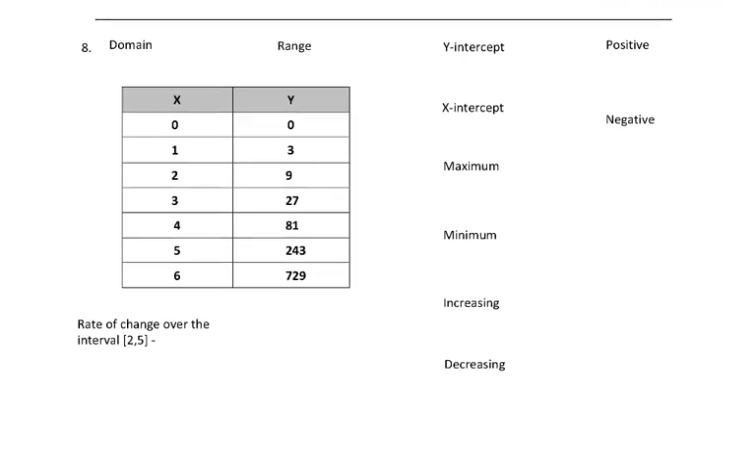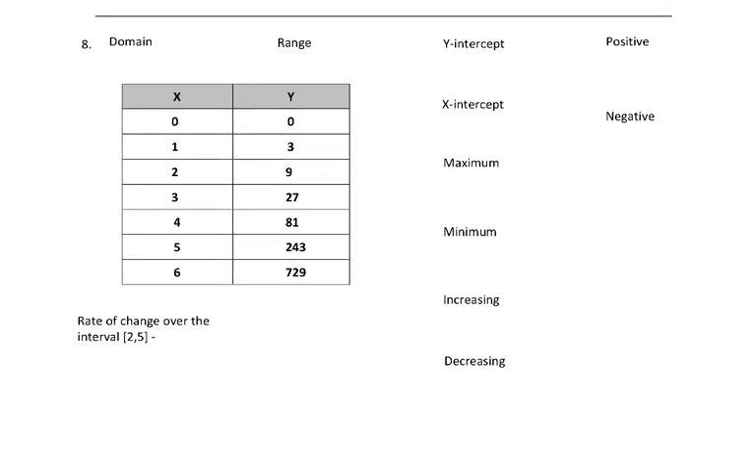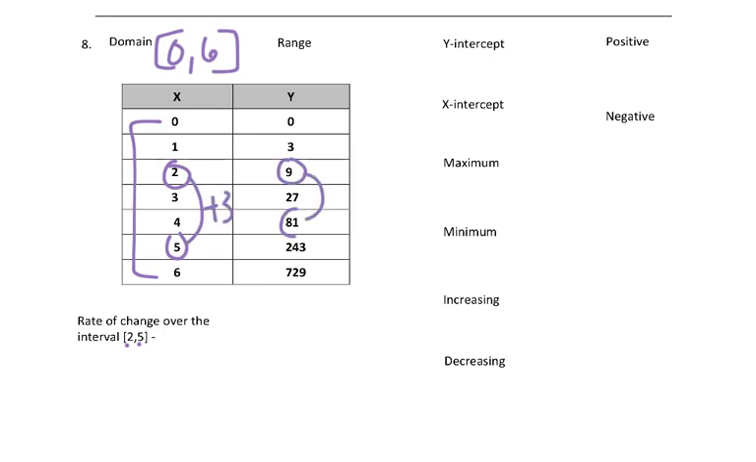All right, last one. Again, we check to make sure the order is right. It is, so domain 0 to 6. Our rate of change 2 to 5. So we would add 3 to get from 2 to 5. 9 to 81, we would add 72. So 72 over 3, which would give us 24.